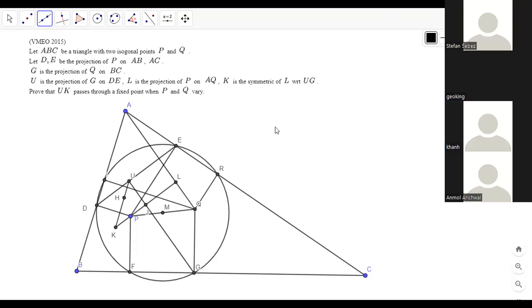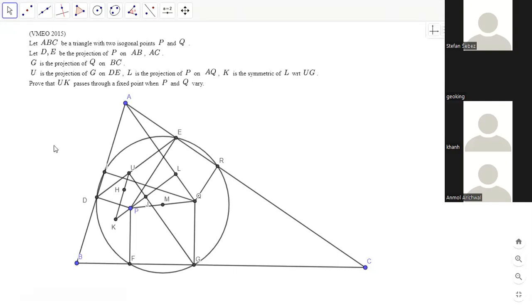Thanks for joining. So yeah, this is the 4th problem we're on. It involves isogonal conjugates, and it's like a fixed point problem. You want to show UK passes through a fixed point, but we figured out that point has to be the orthocenter. So we want to show that UK passes through the orthocenter of ABC.